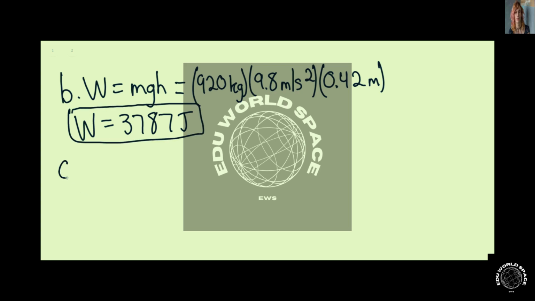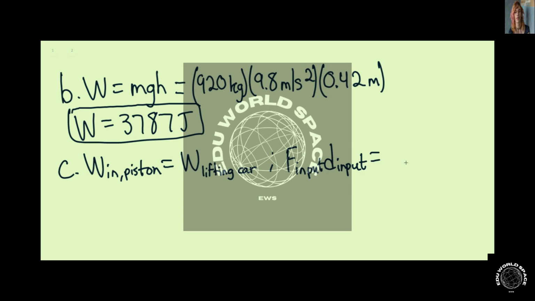For part C, we know that the work done by the input piston is going to be equal to the work done by lifting the car. So the work of the input equals the work of the output. We can say that the force of the input times the distance of the input equals the force of the output times the displacement of the output.